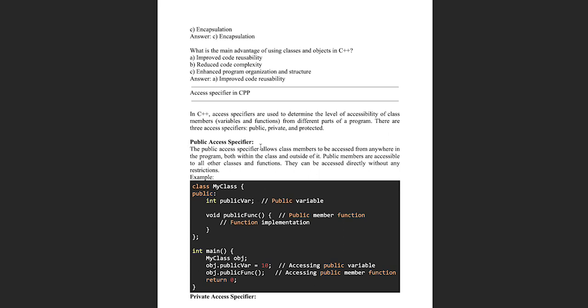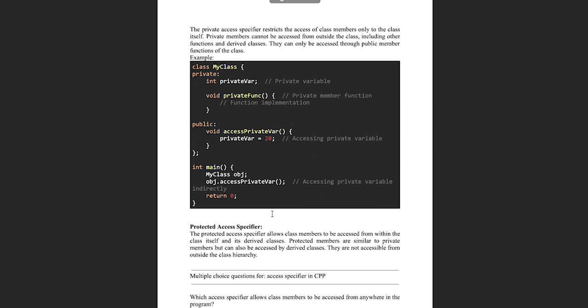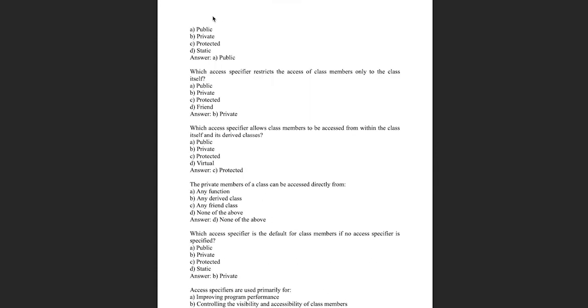So you can see the public access specifier, the private access specifier and the protected access specifier. Now let us discuss some multiple choice questions related to it. The first question is, which access specifier allows a class member to be accessed from anywhere in the program? We have public, private, protected and static. The answer is public. If the data members are defined as public, then they can be accessed outside of the class.